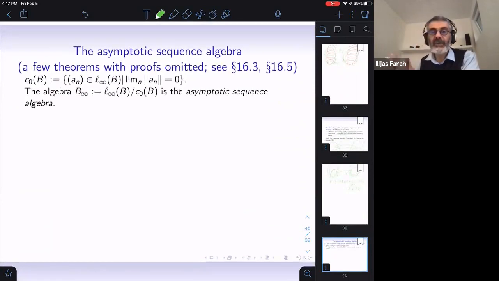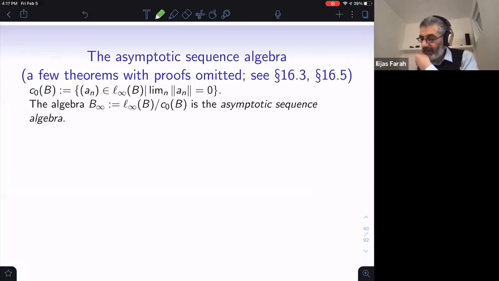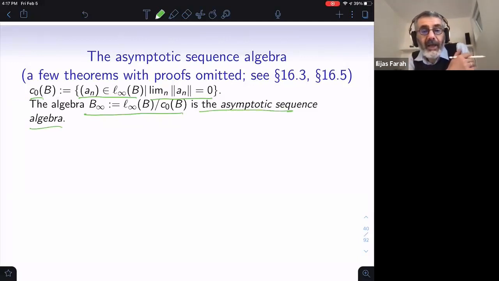Okay, so I just have enough time to say a few words about other massive quotients in this context. The asymptotic sequence algebras, I'm not going to go over the proofs. They are all in the book, so you can just skip them. So remember, if you have B, then C0 of B is all sequences on infinity that in norm converge to zero. And B infinity, which is this quotient, is the asymptotic sequence algebra. It is also very popular in classification.